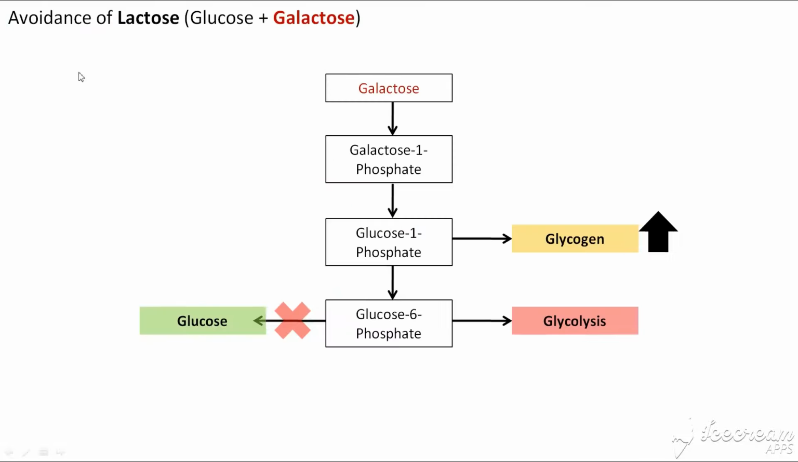Okay, so why should patients with von Gierke's disease avoid lactose or galactose? Now, lactose, of course, is a disaccharide, and galactose is going to be the monosaccharide. Now, the reason for that is that galactose can be converted all the way to glucose 1-phosphate, and glucose 1-phosphate can be converted into glycogen. So they're going to have to avoid galactose in order to prevent increased glycogen deposition inside the liver, and of course, that's going to accelerate liver damage.